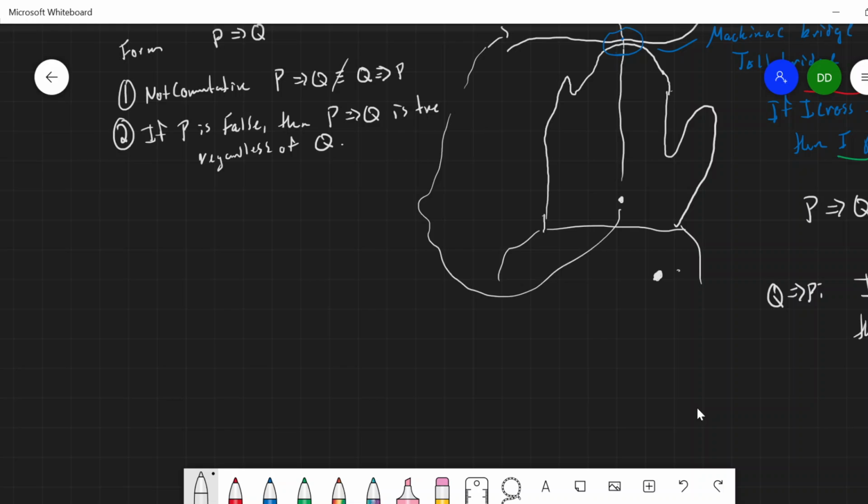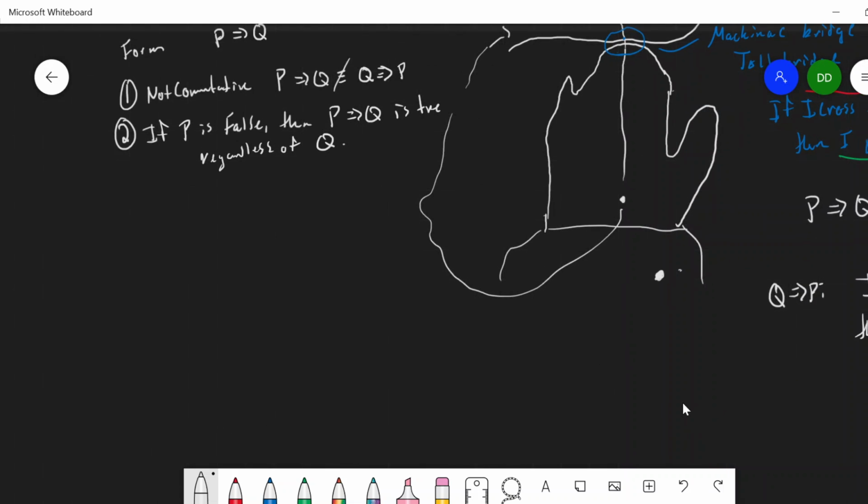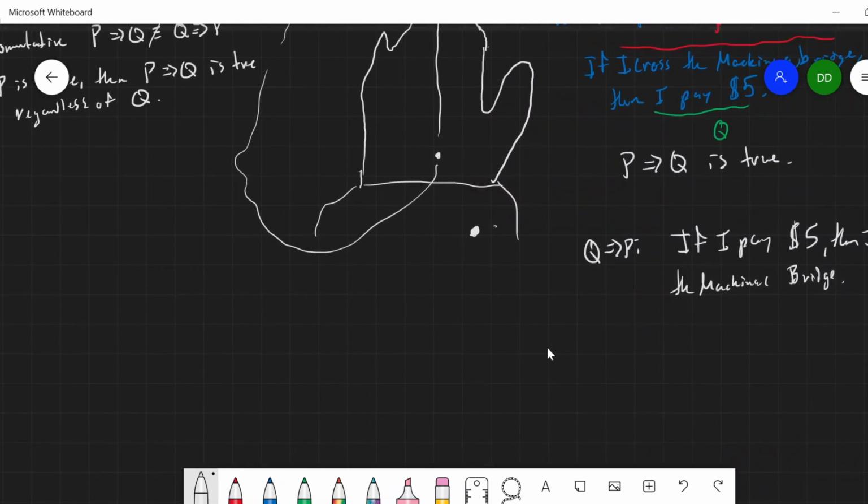So there's my first point illustrated. So this is not a commutative operation. Again, don't take for granted these laws. Just because we have some new operation doesn't mean it's going to obey the same laws as the old ones. And then the second point is this. If P is false, then P implies Q is true regardless of Q.